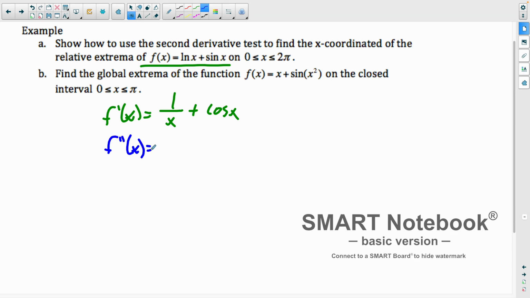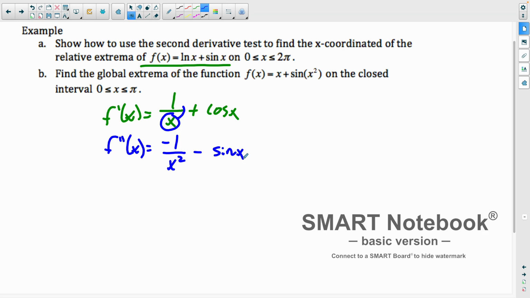So if I was going to find the second derivative of this, I would move the x up, make it -1, put the -1 out front, take 1 away, and it would be x to the -2, which I would fix. Cosine would be a negative sine of x. So there's my two derivatives.